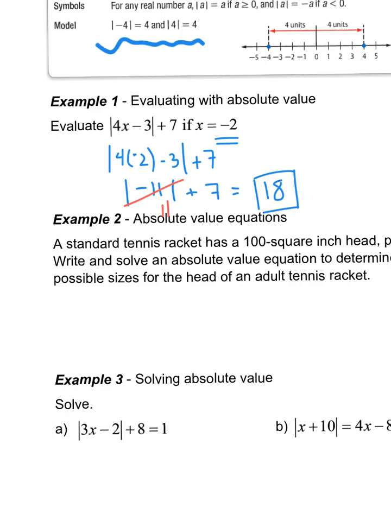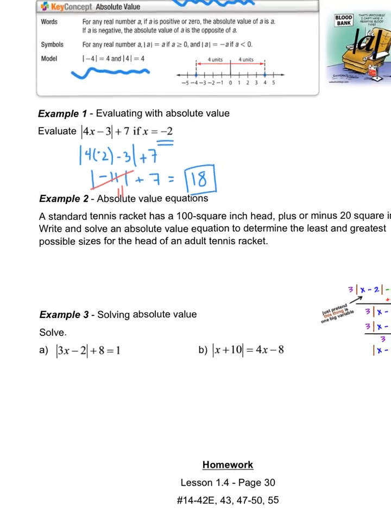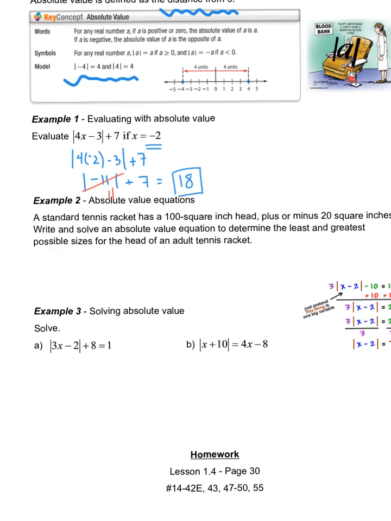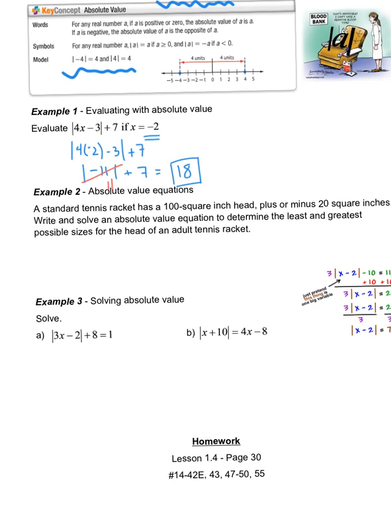All right, taking a peek at the next problem. This tends to confuse some people as far as writing it as an expression or equation, but don't let it confuse you at all. A standard tennis racket has a 100 square inch head plus or minus 20 square inches. So if we stop right here and figure out the problem on our own, plus or minus 20 square inches.